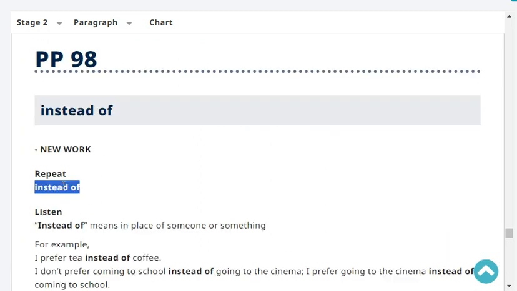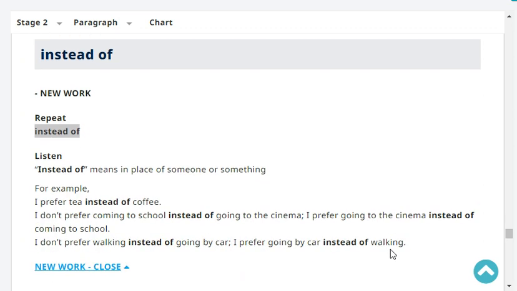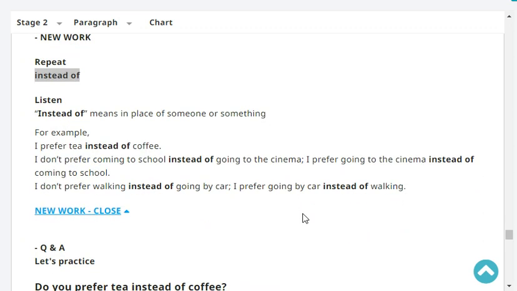Okay, next, repeat: instead of. Very good. So we pronounce it "instead of." Instead of means in place of someone or something. So instead of using someone, we use another one. For example, I prefer coffee instead of tea.